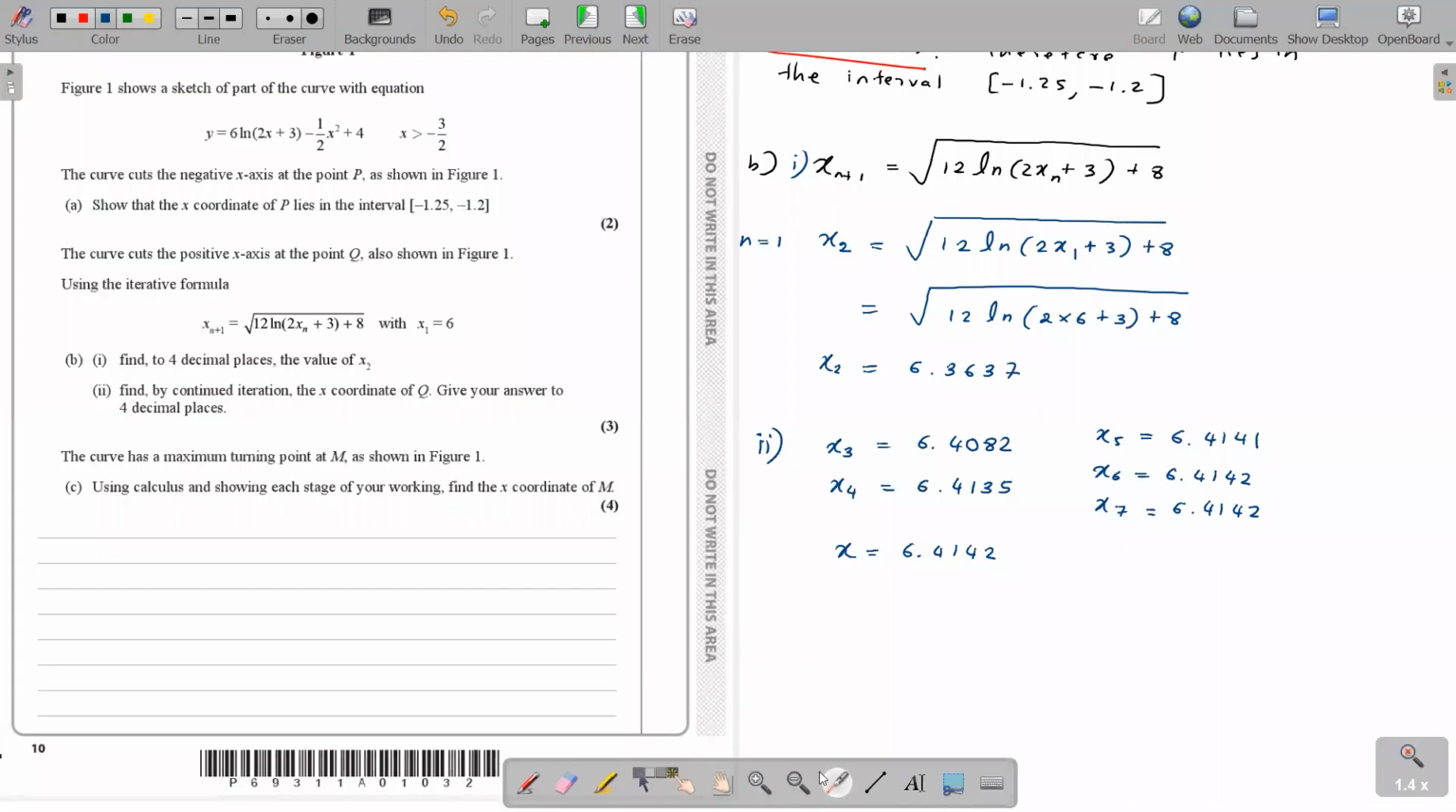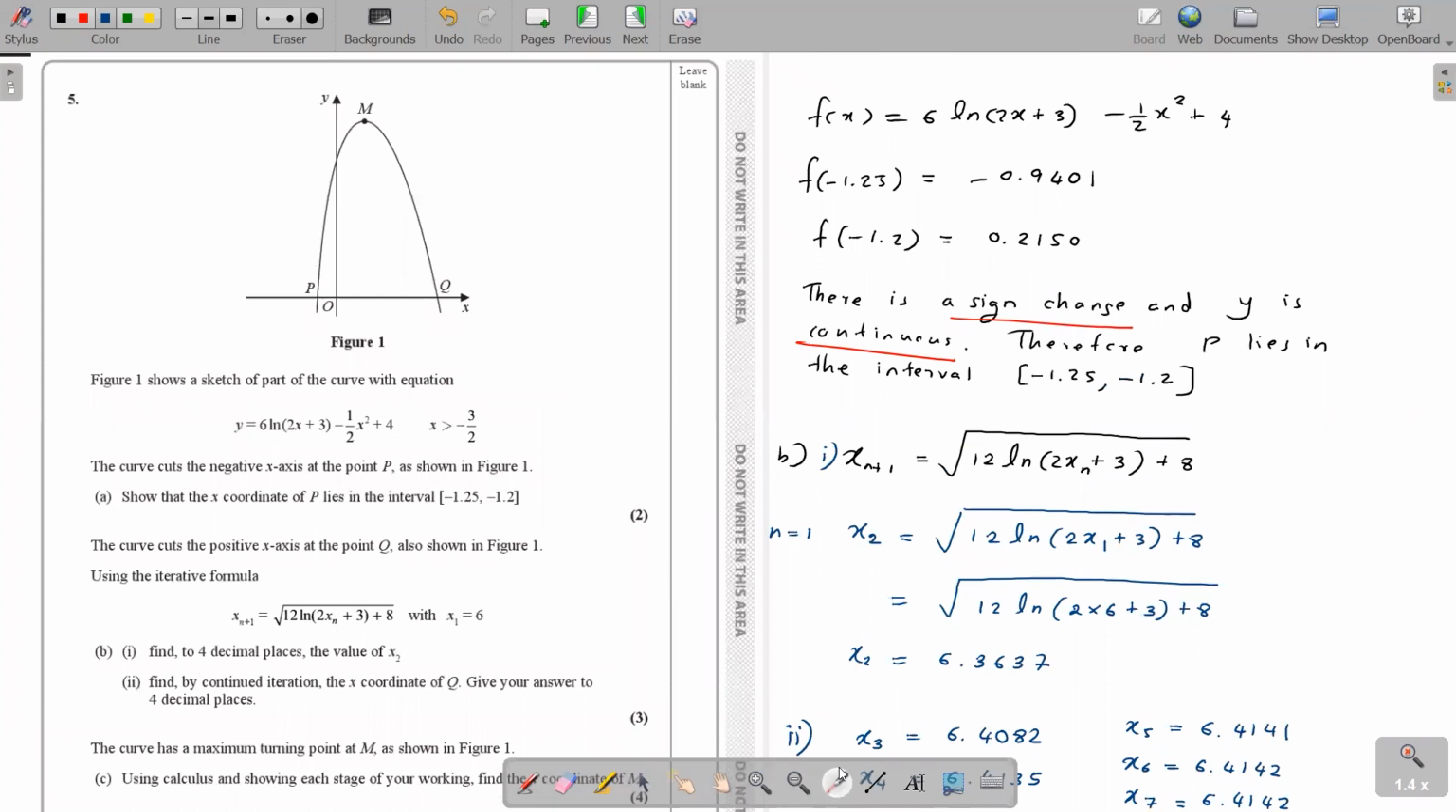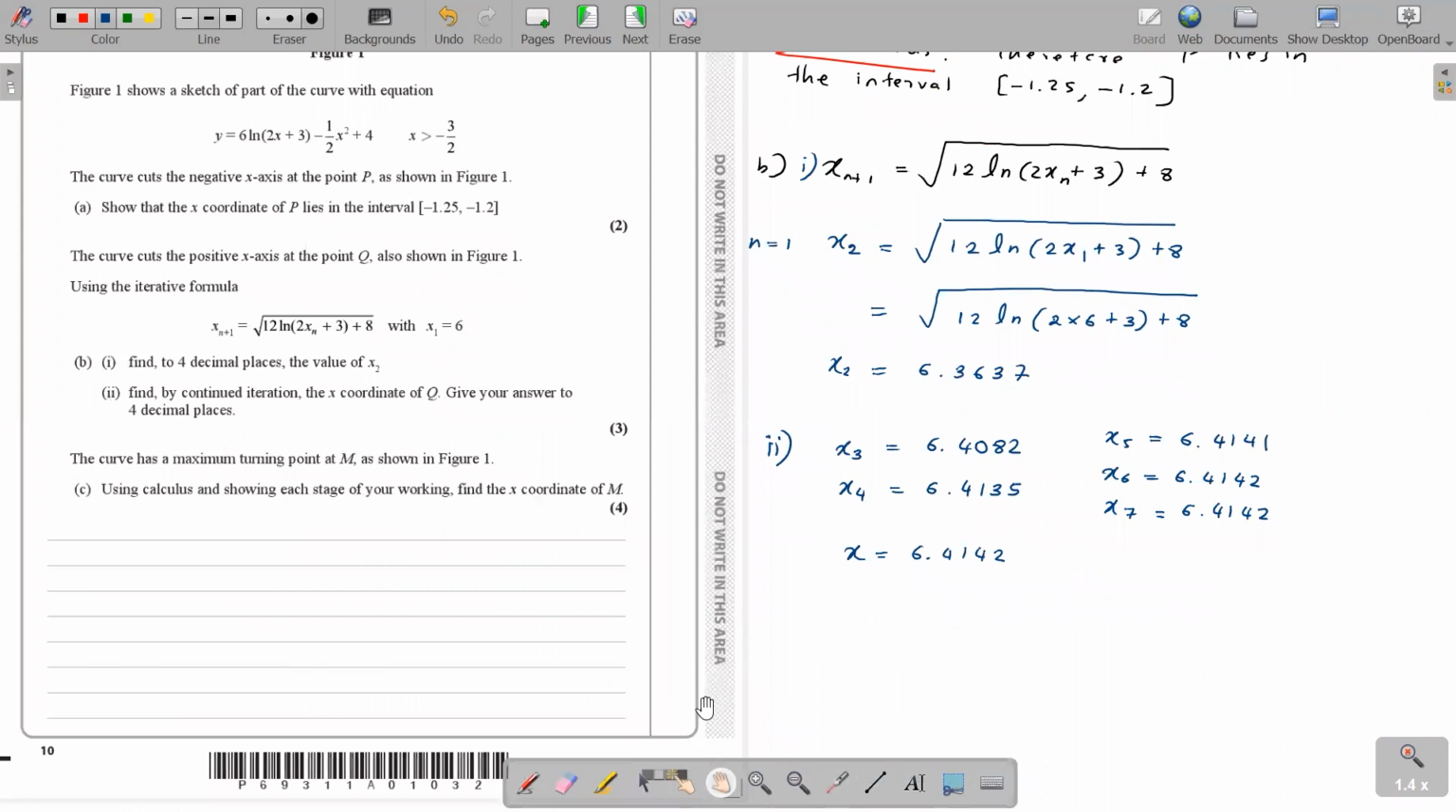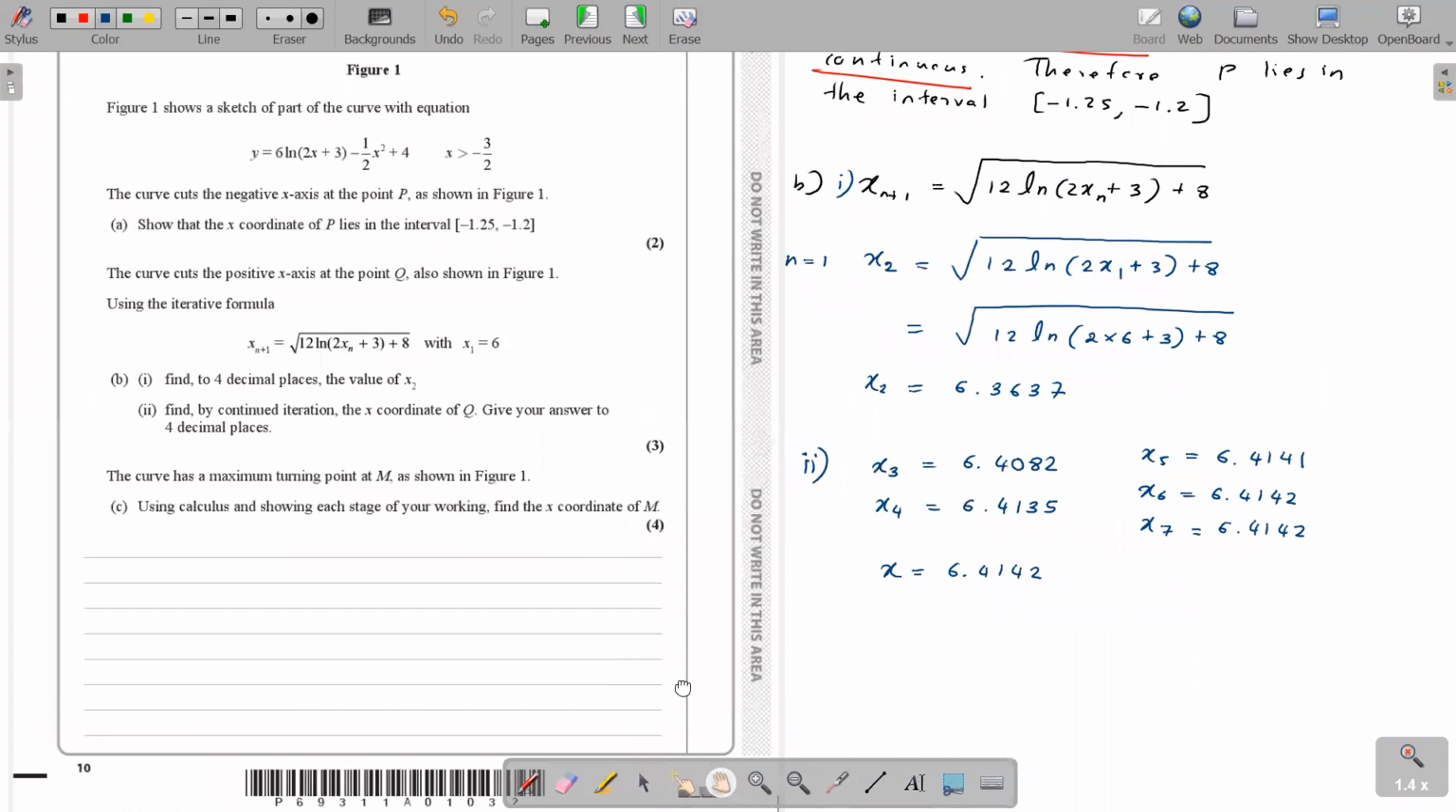Okay, moving on to part C. The curve has a maximum turning point at M as shown in figure 1. I think you can see the figure. There's a maximum turning point. This is an accurate graph, so you can see the x value for the maximum point is a positive figure. They are asking you to use calculus. Using calculus means using differentiation and showing each stage of your working clearly. Find the x coordinate of M.